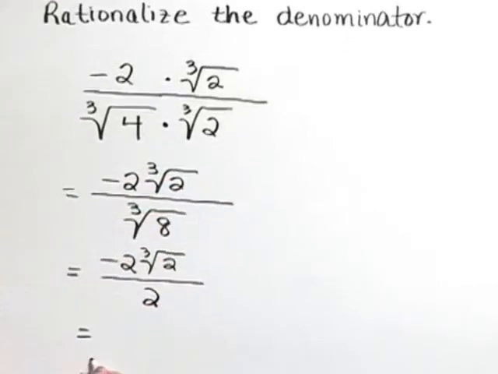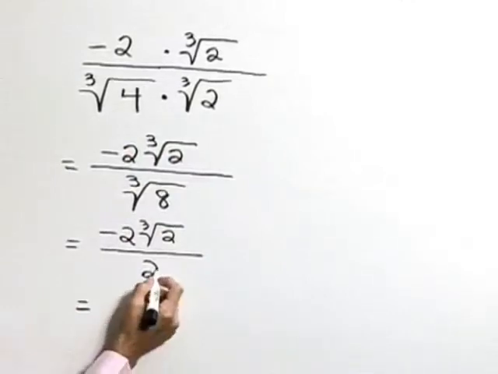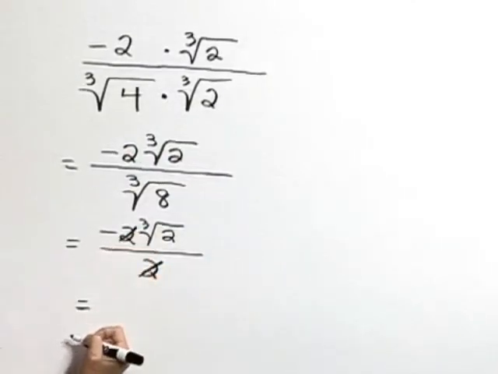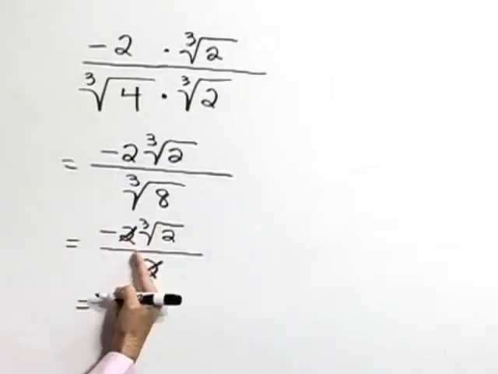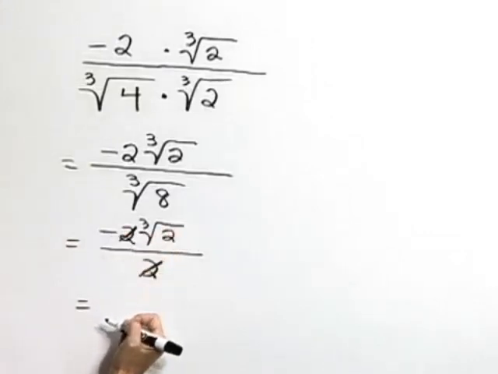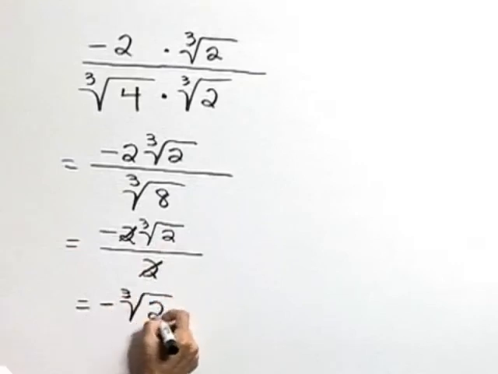One more step here, let's reduce this, write it in lowest terms by canceling our common factor of 2. Notice we're canceling the 2 outside of the radical sign. This leaves a negative cubed root of 2.